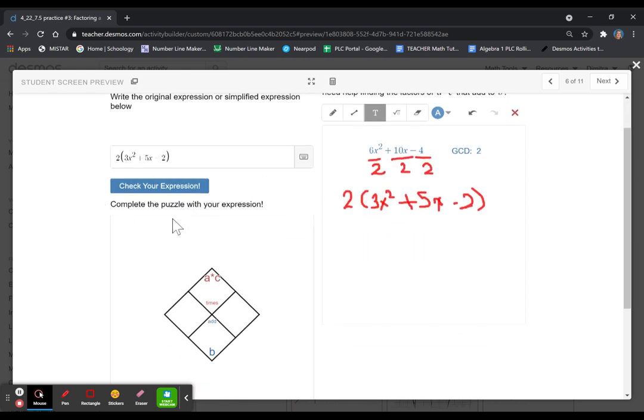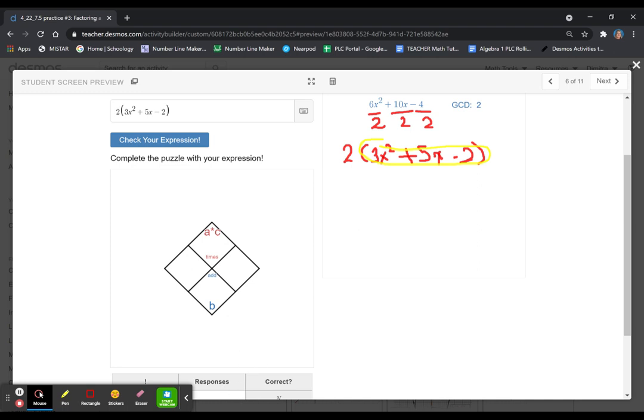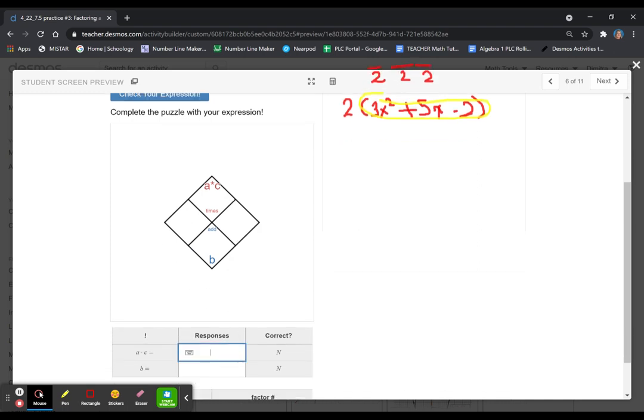Now, the puzzle, this diamond here, I'm going to complete it, and I'm going to use this expression here. I'm going to use the one that I factored, okay? So a times c, so 3 times negative 2 is negative 6. All right, so if I put negative 6 there, let's see if I get it right. Yes. All right, and 5.